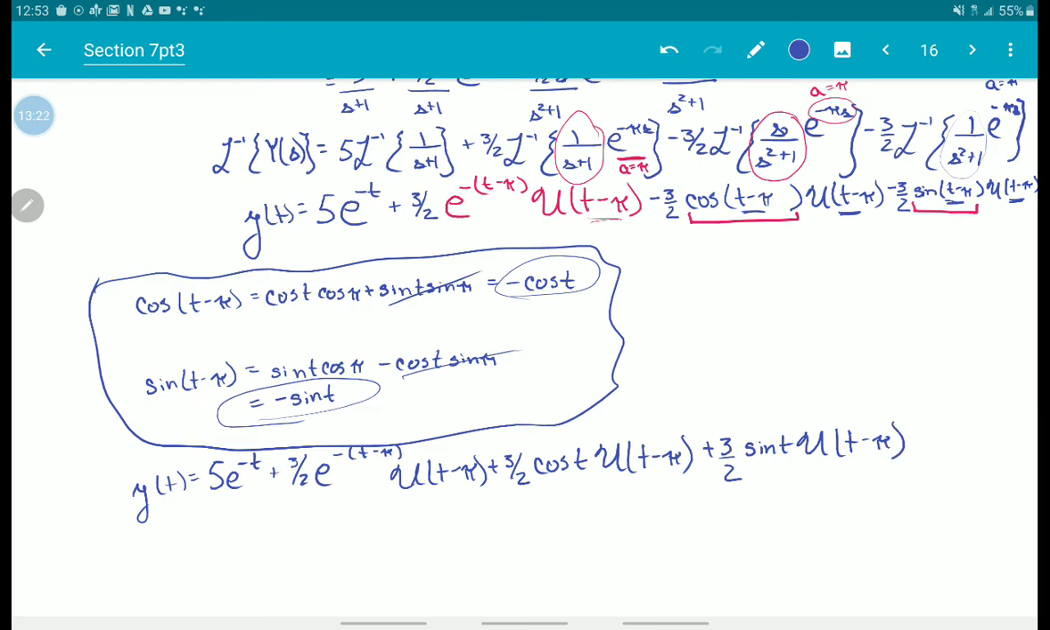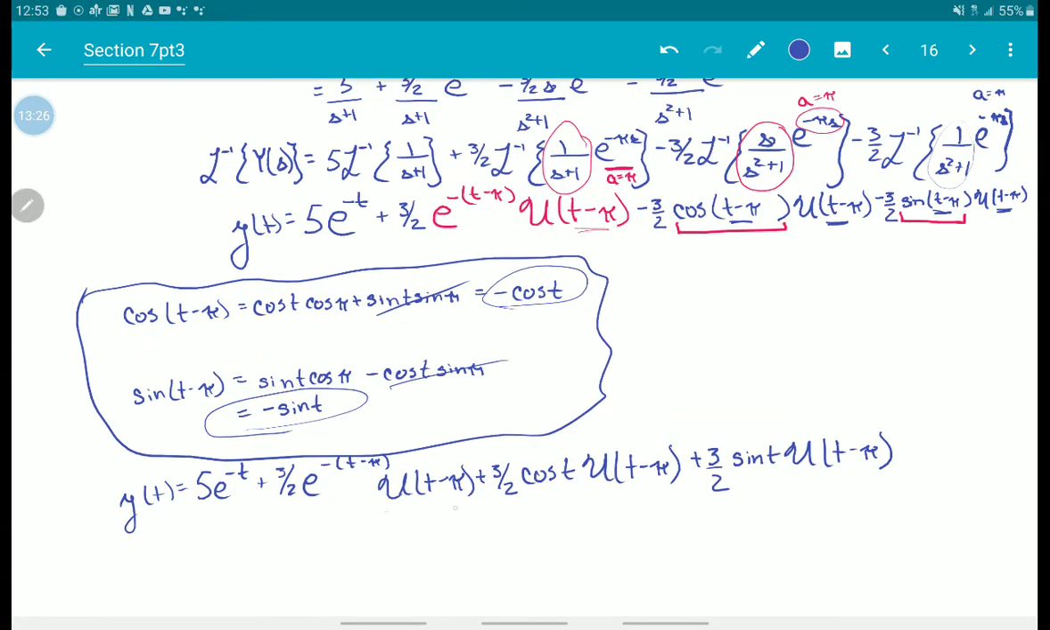So, there's our answer. Now, notice those last three pieces all have that unit step in it. It also all has a 3/2 in it. So, let's just simplify that a little bit more. Factor that 3/2 out. And then factor that unit step out. So there's our final answer.